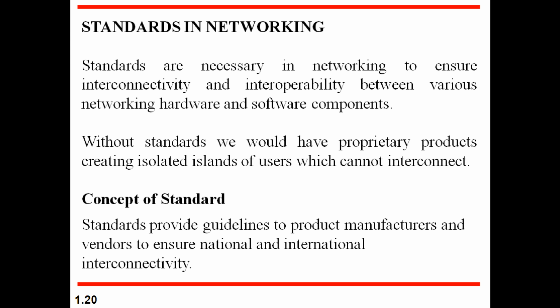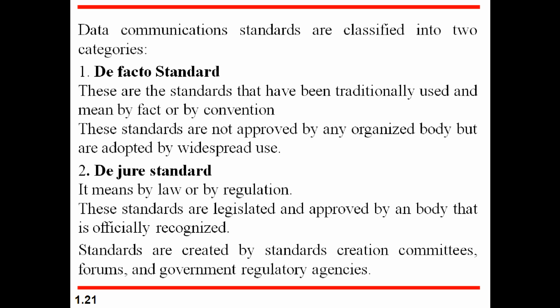Data communication standards have been classified into two categories. They are de facto standards and de jure standards. De facto standards are the standards that have been traditionally used and mean by fact or by convention. These are the standards which are not approved by any organization or organized body but are widely adopted because of general traditional usage. And coming to the de jure standard, it means by law or by regulation. They are the standards legislated and approved by a body that is officially recognized.